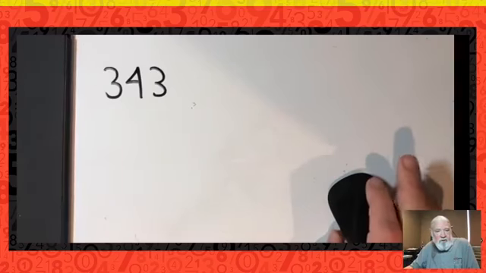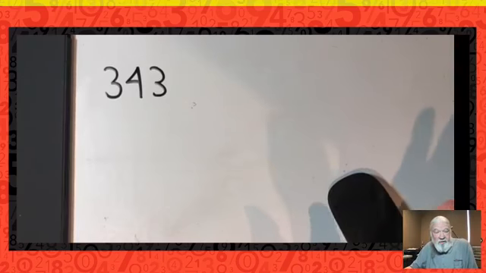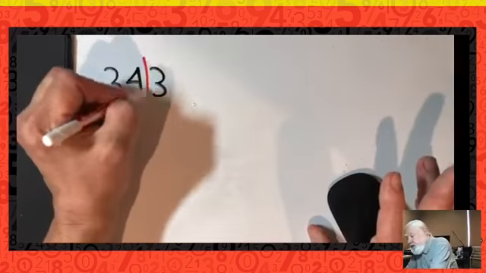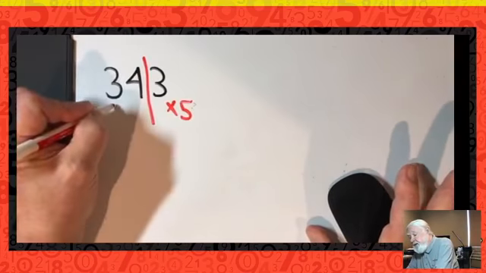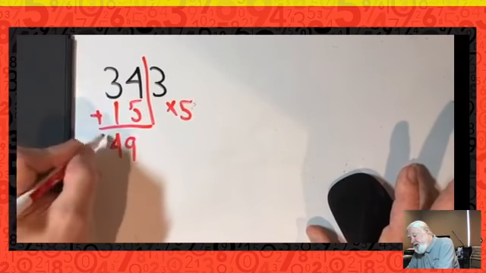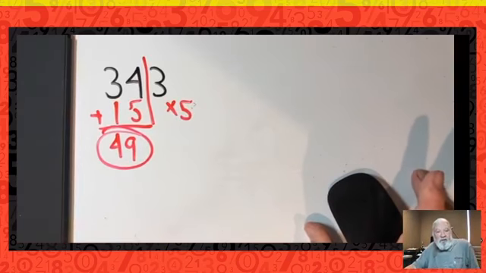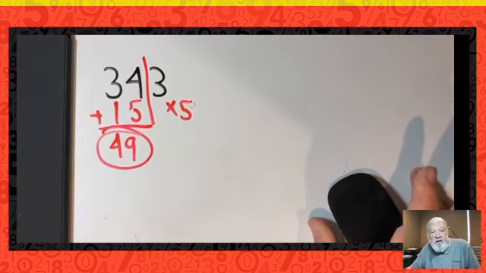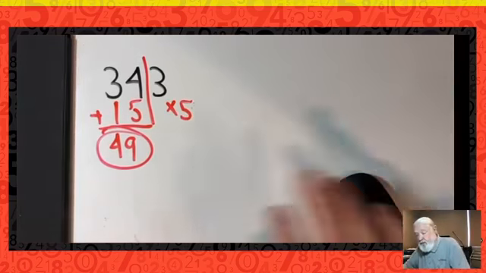The first number there was 343. As I said earlier, the strategy for divisibility by 7 never changes. All you have to do, straightforward process, multiply the ones digit by 5, add that answer to what's in front, and in this case, ask yourself, does 7 go into 49? Which of course it does. So indeed, 7 is a factor of 343. Now the next number, let's see how that works. That number is 361.